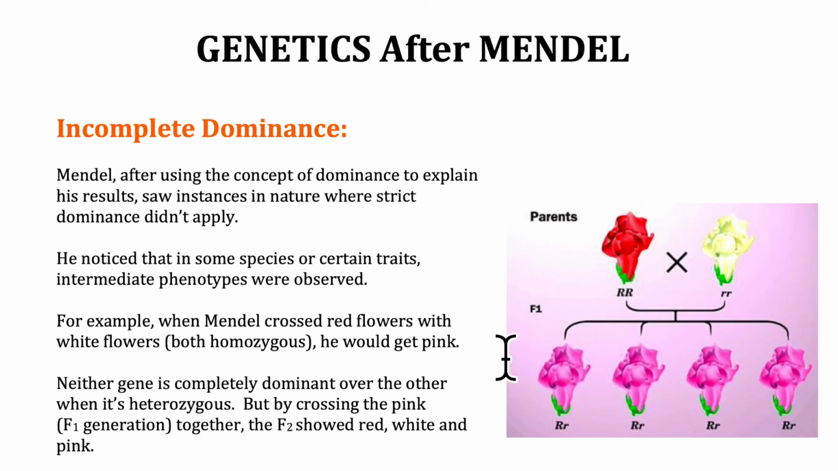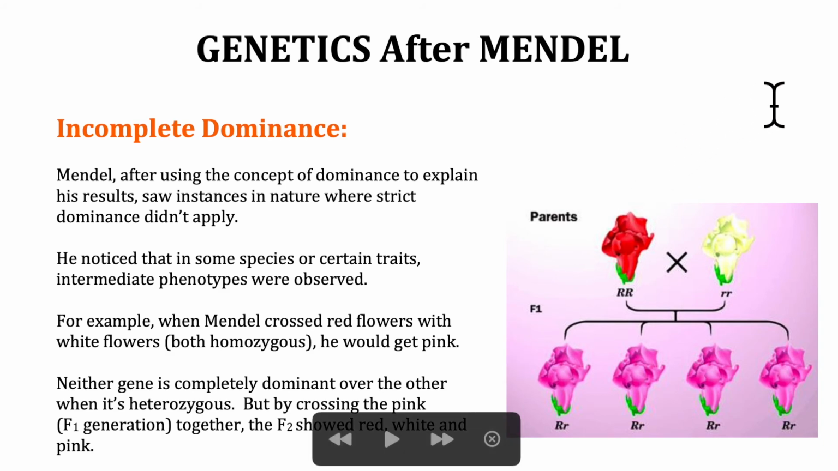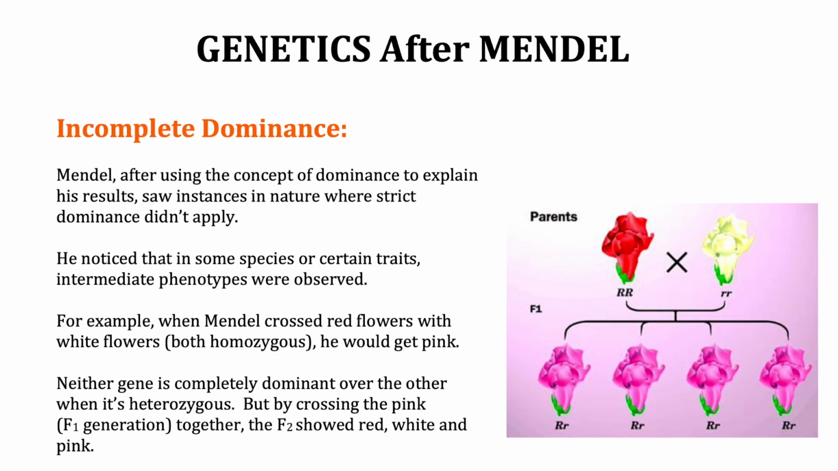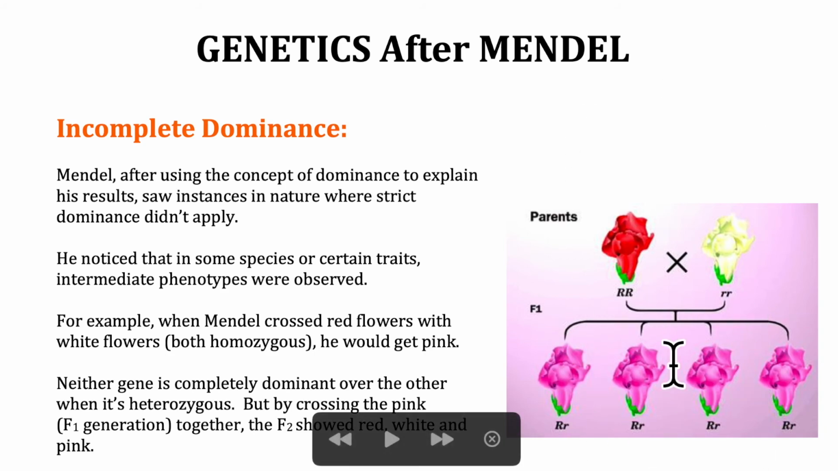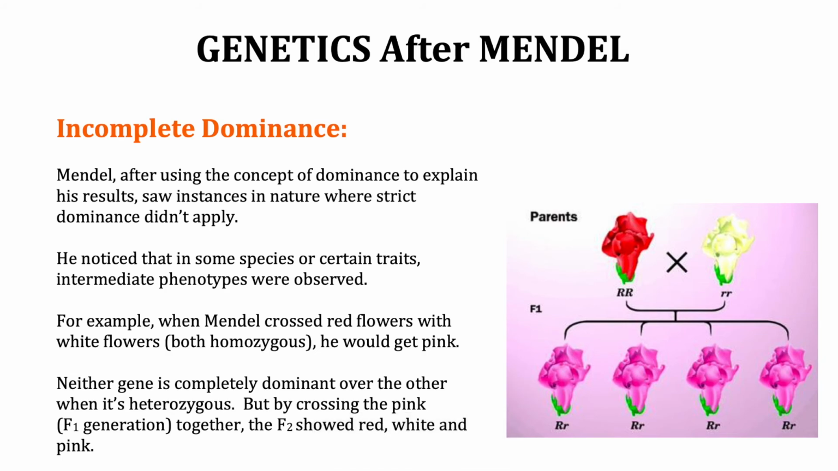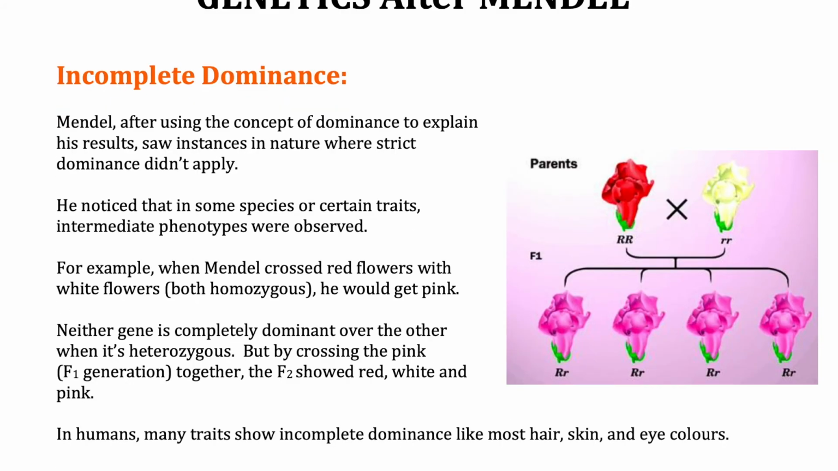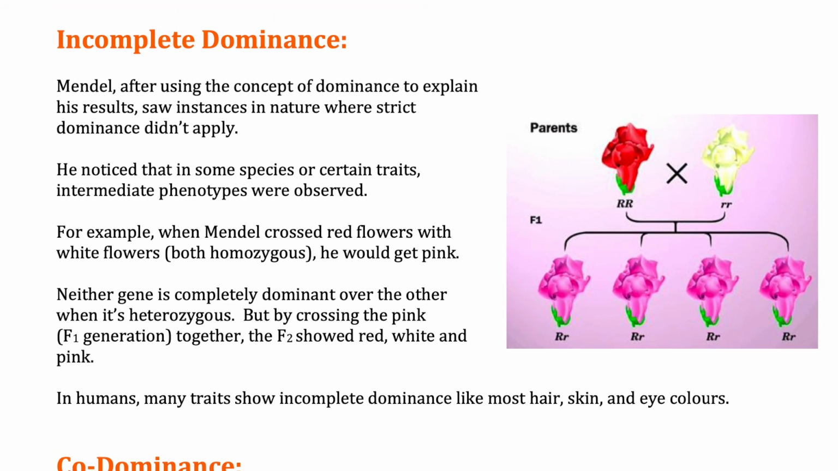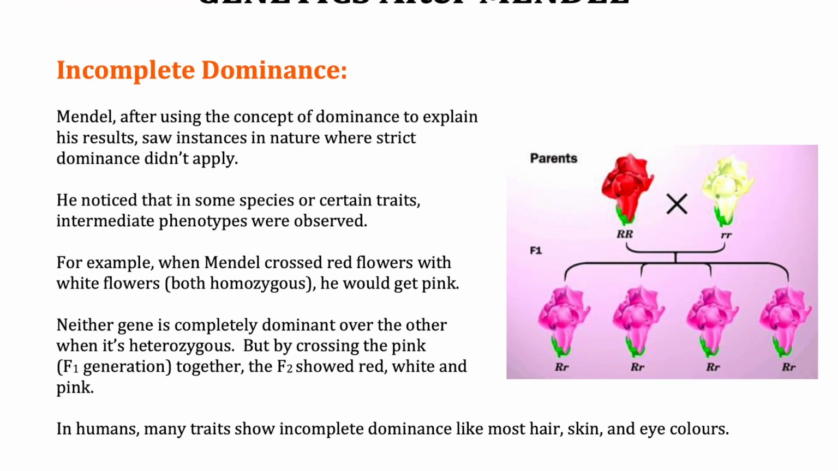Incomplete dominance. Mendel, after using the concept of dominance to explain his results, saw instances in nature where strict dominance didn't apply. He noticed that in some species or certain traits, intermediate phenotypes were observed. For example, when Mendel crossed red flowers with white flowers, both homozygous, he would get pink flowers. Neither gene is completely dominant over the other when it's heterozygous, but by crossing the pink F1 generation together, the F2 showed red, white, and pink. They came together. None was dominant over the other. They just kind of mixed together, and then they made that combo color.